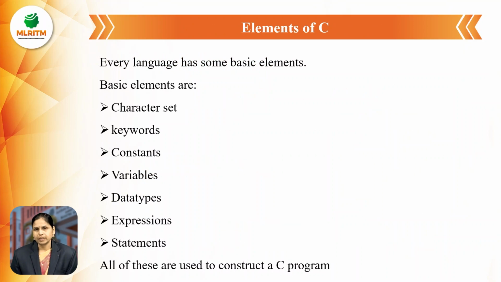Now, the next topic is elements of C programming. Every language has some basic elements. Some of the basic elements are character set, keywords, constants, variables, data types, expressions, and statements. All these elements are used to design a C program. When we want to write a C program, we have to use all these elements. Let us see one by one.